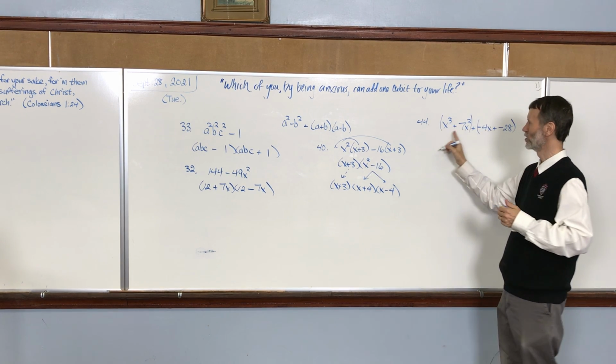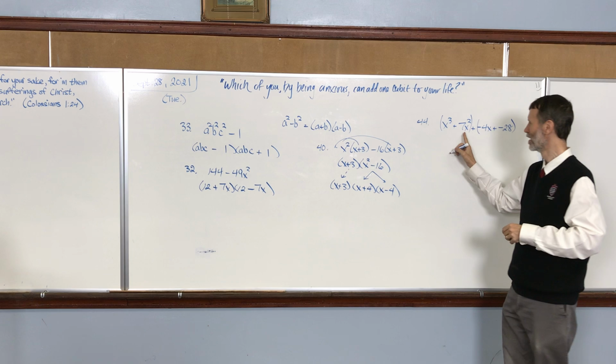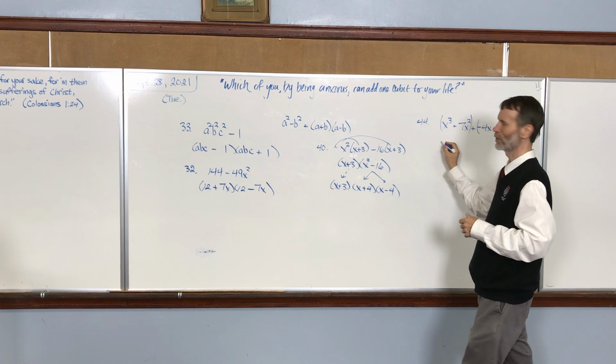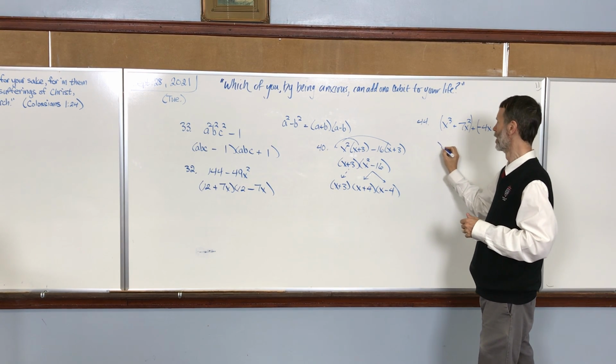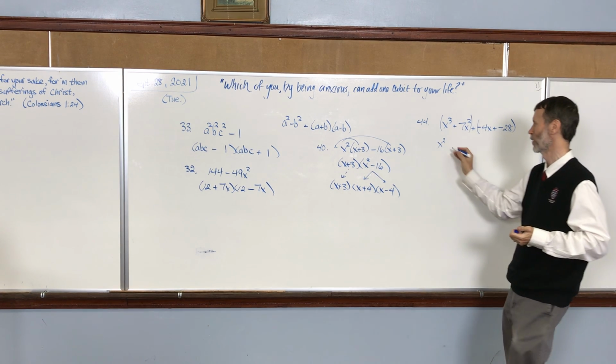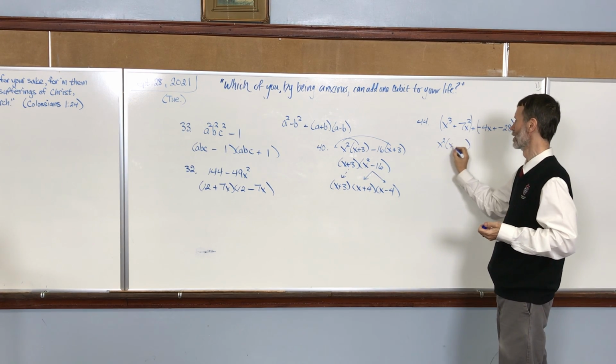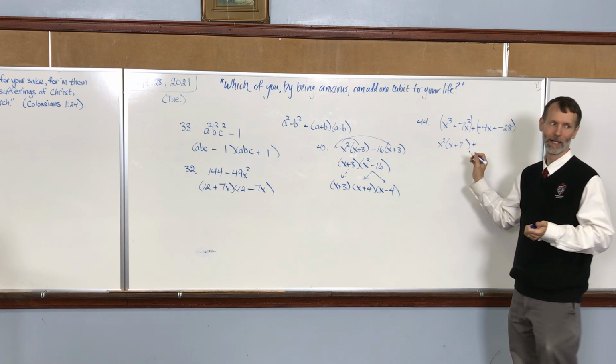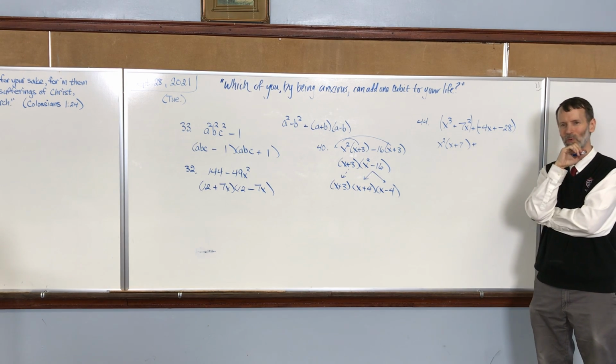Is there a little miniature GCF for this pair? Yes. Like what? X squared. Yes, you can pull an x squared out. 2 x's can pull out. What's left behind? X plus 7. Okay. Plus 1. Mary, take over.